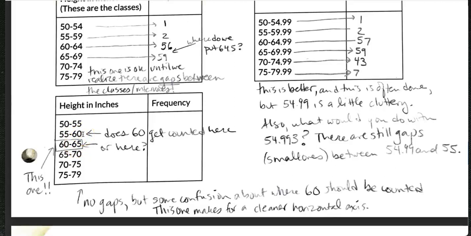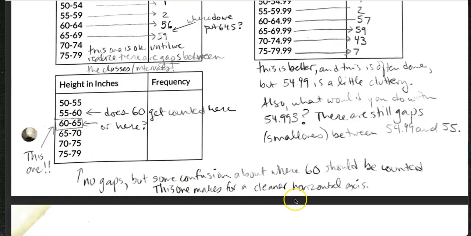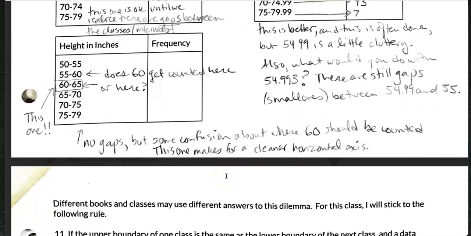So the rule that I came up with is that if you are at the very edge of a boundary, we put you in the next category. So 60 would be counted in this category. And the 60-inch people are not in this category. But this category would capture 59.99999 forever, would still be in this. So I don't have to sit there and write that. And this makes for a cleaner horizontal axis.